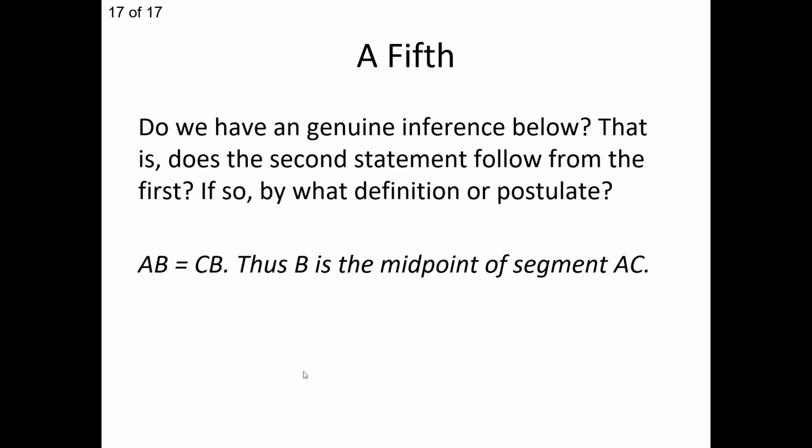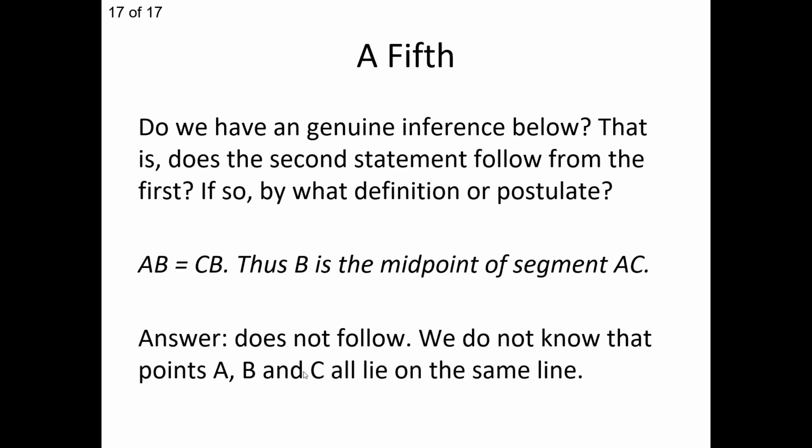Then it says this. So the very first statement is actually an equation. We read that equation. It reads this: that the measure of AB is equal to the measure of CB. Okay, so that's our given statement. So here's my inference then. Thus, B is the midpoint of segment AC. Is that true? Is it guaranteed that because I have AB is equal to CB, that B must then be the midpoint of AC? No, and here's why.